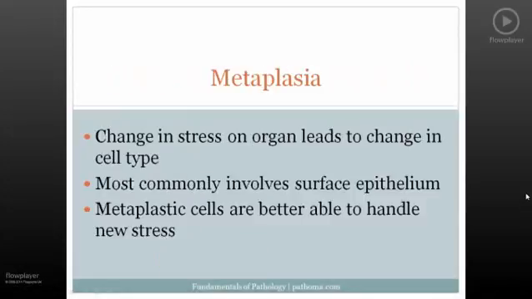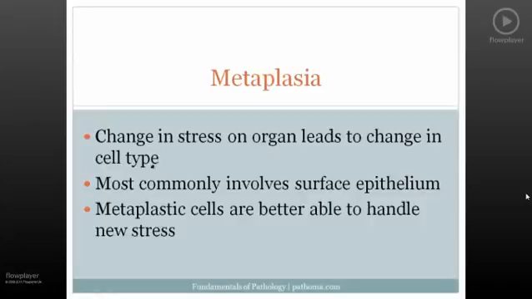The third growth adaptation, which is also relatively high yield, is metaplasia. Now, the idea here is that if the stress on an organ changes, then the organ will respond by changing its cell type. And that change in cell type is called metaplasia. Metaplasia most commonly involves surface epithelium. So let me step back and explain that for a minute. Epi means on top, and thelium means layer. And so epithelium is the cells that line body surfaces.